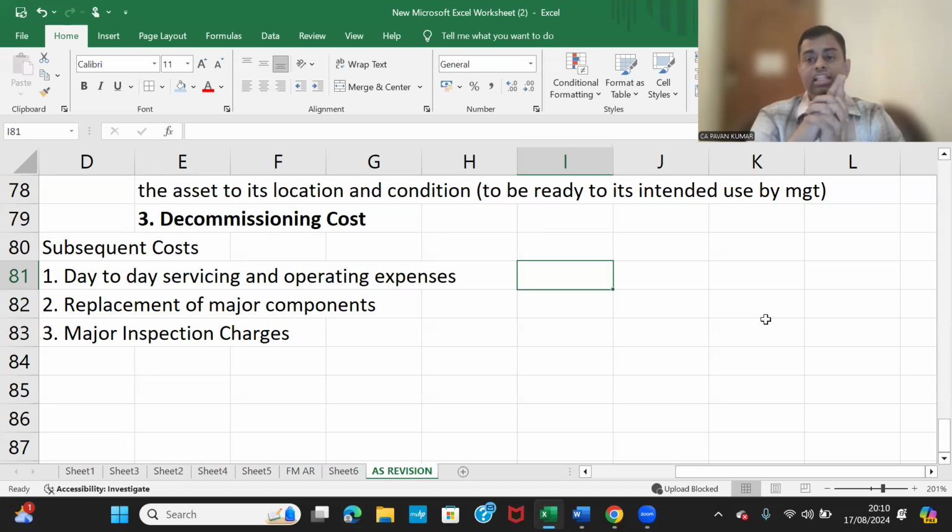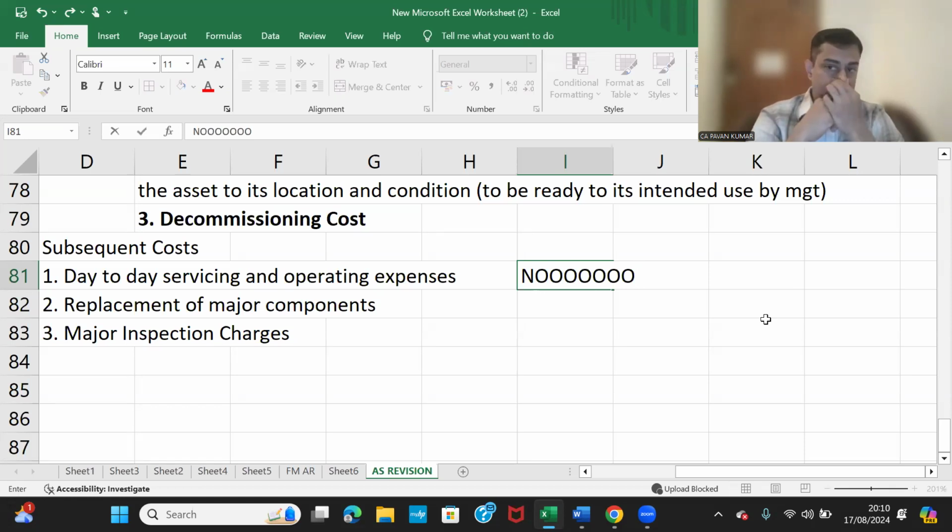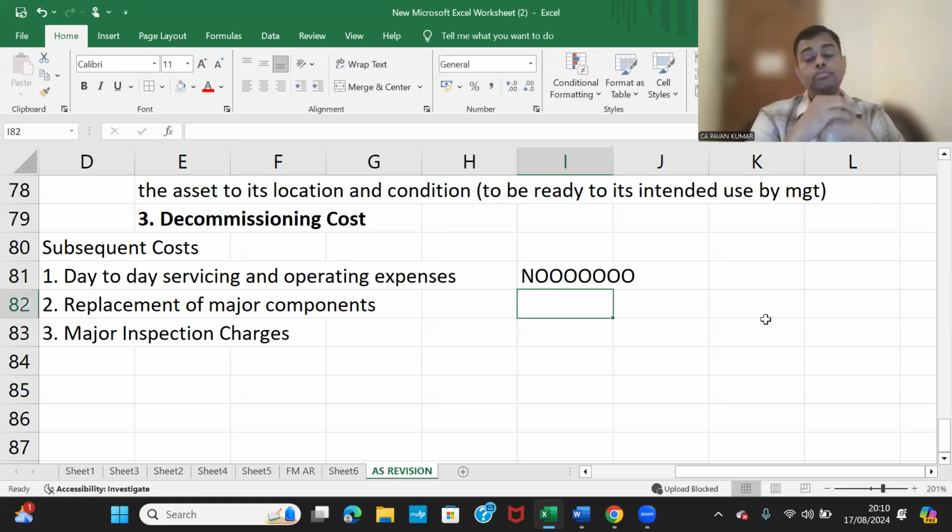I asked one, can this be capitalized? The answer is very good. No, it should be charged to P&L. Very good. What about two? Major component is replaced. Can you capitalize it? Very good. Yes. What about three?